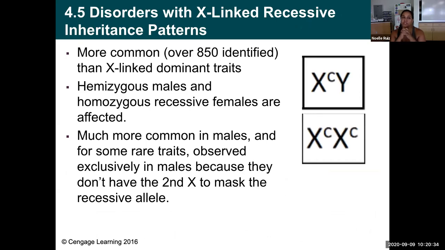Disorders with X-linked recessive inheritance patterns are more common. There's over 850 identified X-linked recessive traits. Hemizygous males and homozygous recessive females are both affected. And it's much more common in males, like I said, because they don't have a second X to mask the disease. And in some rare traits, they're observed exclusively in males.